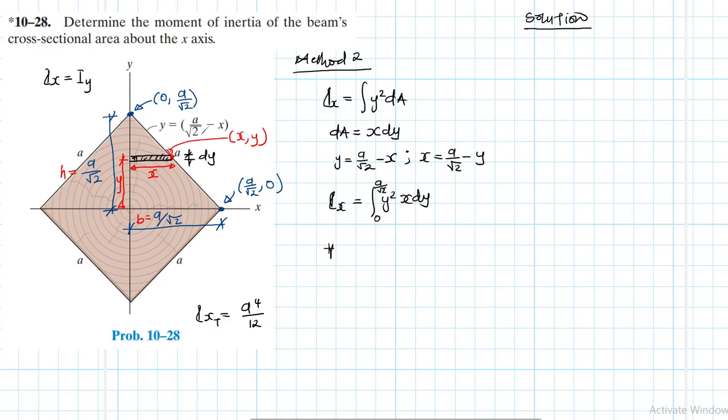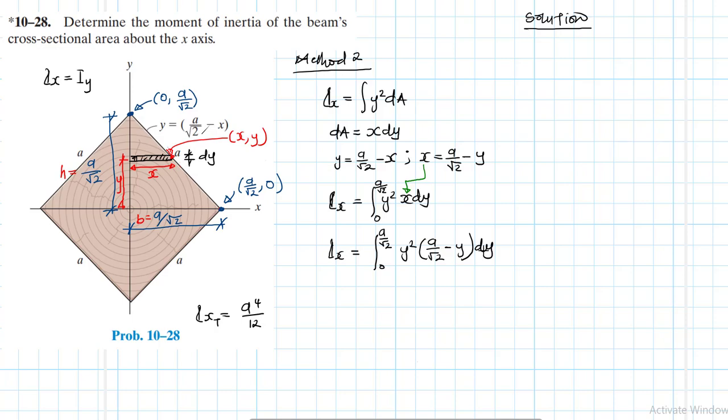Okay, so let's replace the x. Since we know what x is, let's replace this x here. We just want to find one moment of inertia, moment of inertia for just one triangle, then multiply it by 4. So moment of inertia about the x-axis therefore will be equal to integration from 0 to a over root of 2 of y squared, and then we have a over root of 2 minus y, right? Then dy like so.